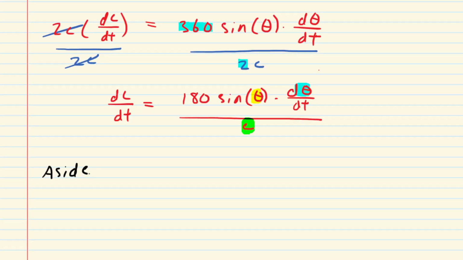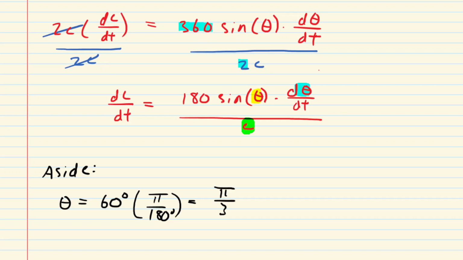Why don't we begin with the simple stuff? We can take theta, which was 60 degrees, and convert that into radians. Now remember, to convert degrees to radians, you multiply by pi over 180. And when you simplify that, you would get pi over 3.